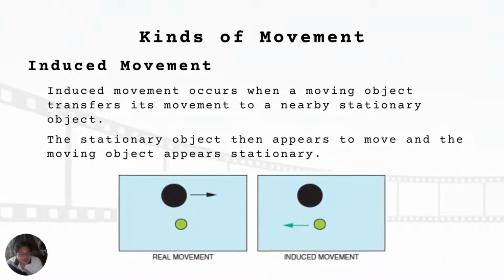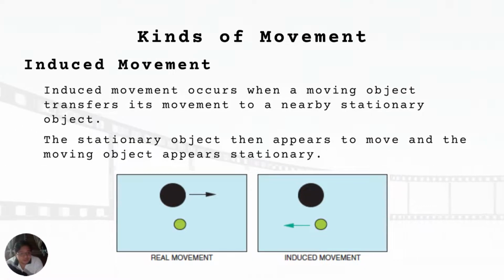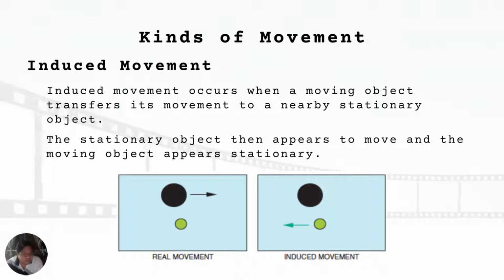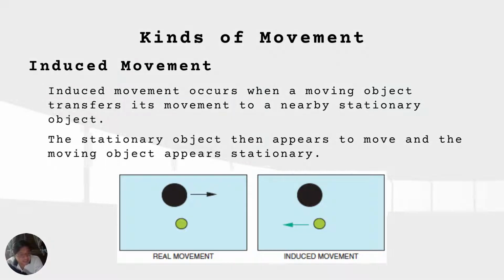Next, we have induced movement. Now, induced movement occurs when a moving object transfers its movement to a nearby stationary object. The stationary object then appears to move, and the moving object appears stationary. This actually happens a lot when you're driving. For example, induced movement sometimes occurs at a traffic intersection.